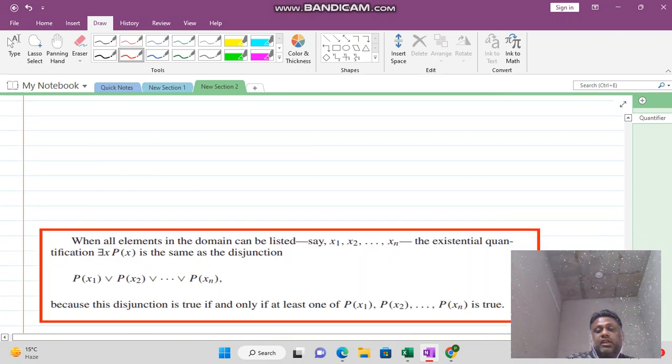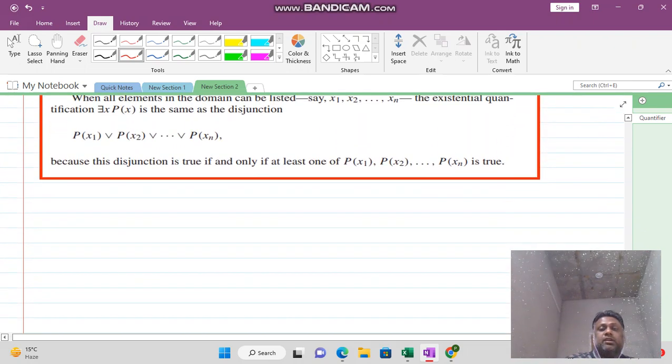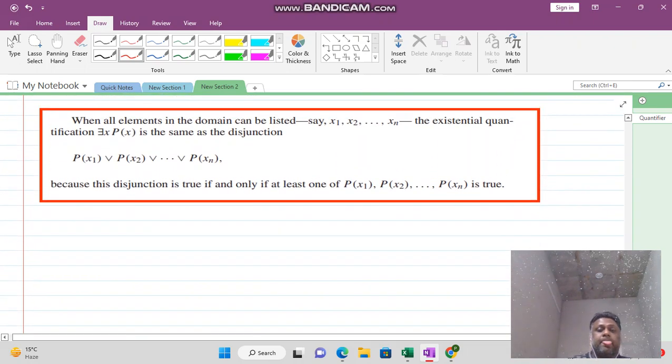Now sometimes you are given a finite domain x1, x2, ..., xn. When you have a finite number of elements in the domain, then the existential quantifier, there exists x P(x), is the same as the disjunction P(x1) disjunction P(x2) disjunction ... P(xn), and we say that this is true if any of the statements is true.